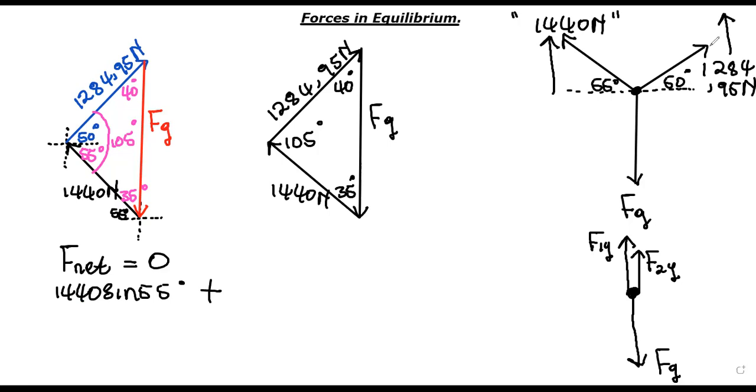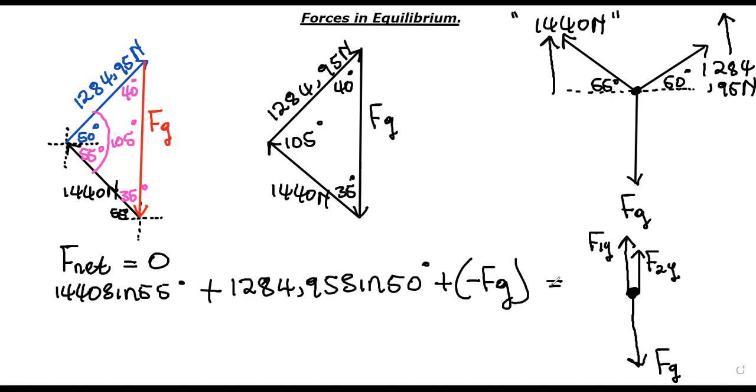Then we say plus. We take the vertical component of 1284.95 newtons. But we obtain this by taking the magnitude of the force and multiplying it by the sine of the angle. And then we say plus. The gravitational force is going downwards, so we say it's negative. And everything is equal to 0. So if you go to your calculator and say 1440 sine 55 degrees plus 1284.95 sine 50 degrees, you are simply going to get 2163.91. And then you say minus Fg equals 0.